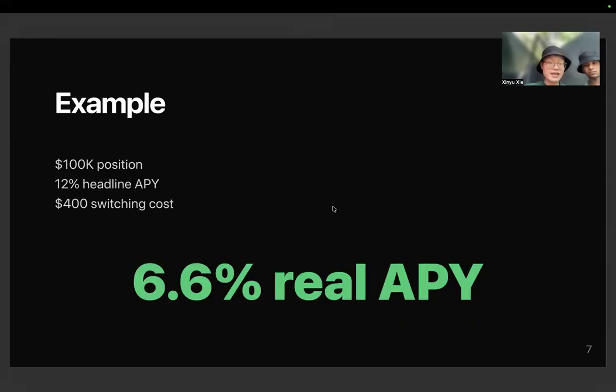And here is an example. You see, even though the nominal APY can be really high, if you factor in the cost, that can cost a lot of money, leading to a much lower APY in the end.